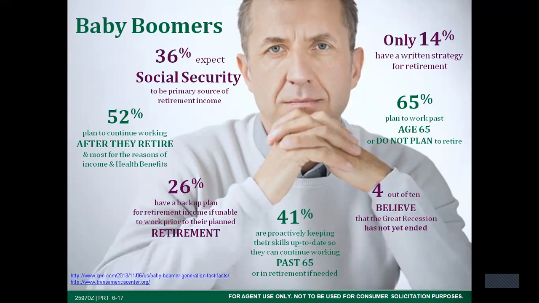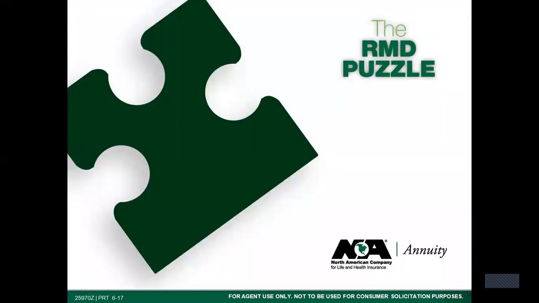Now, like I said on my previous slide, in 2017, the oldest people in this generation are looking at taking their first RMD. Now, real quick, let's take a look at this slide and some interesting statistics here. The one that really pops out to me is in the upper right-hand corner: only 14% have a written strategy for retirement. That means the rest of the people need agents just like you to be able to go over their personal RMD puzzle.